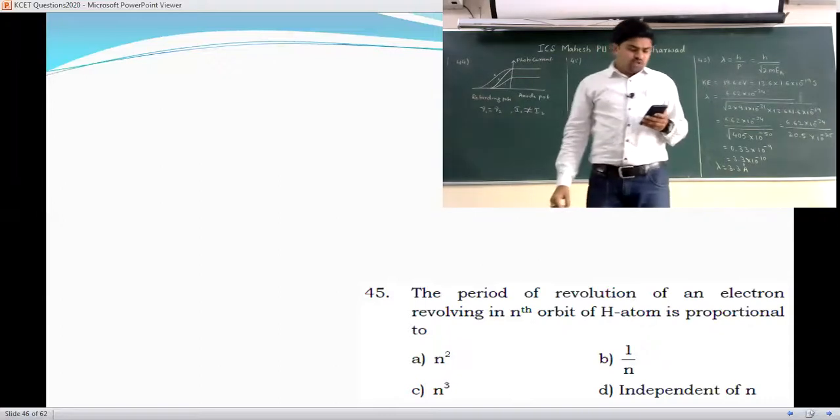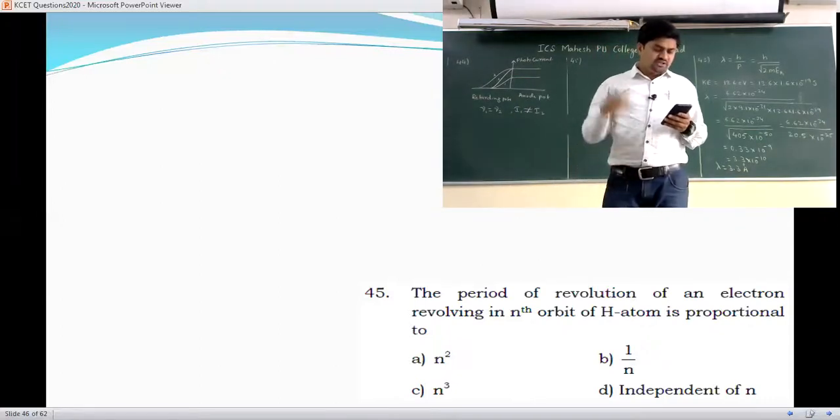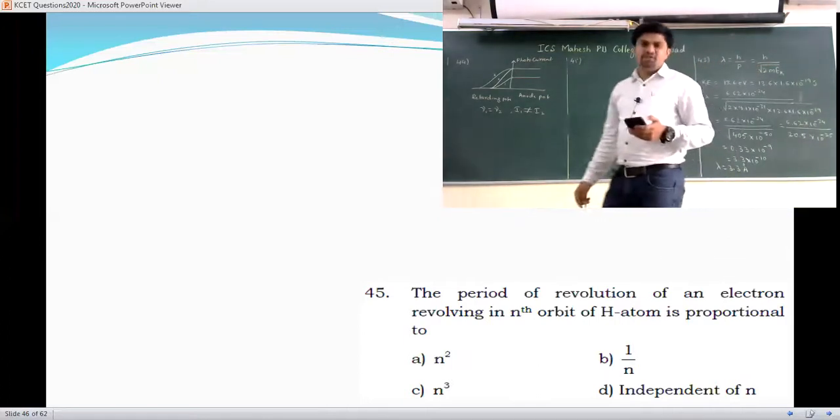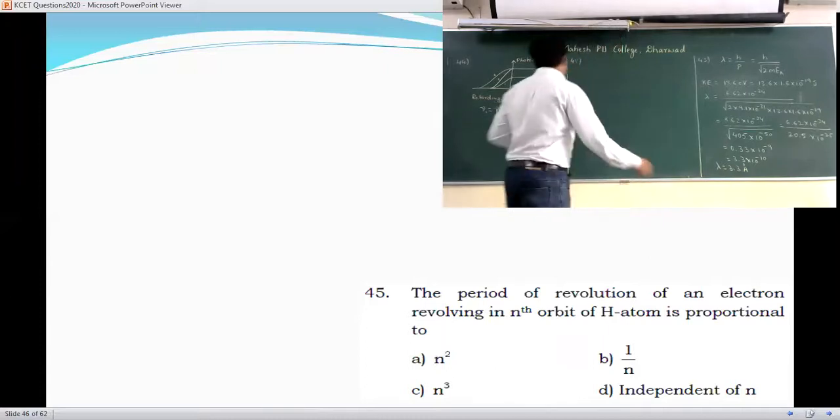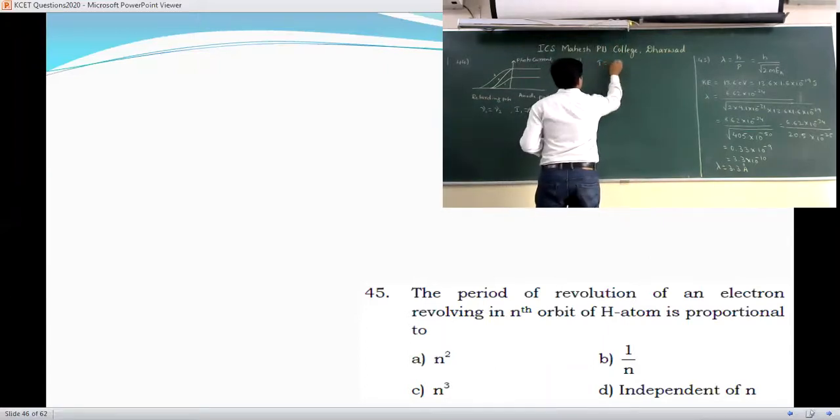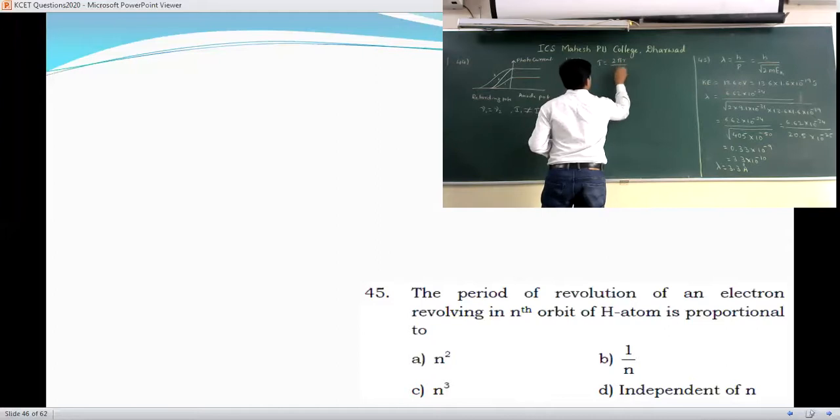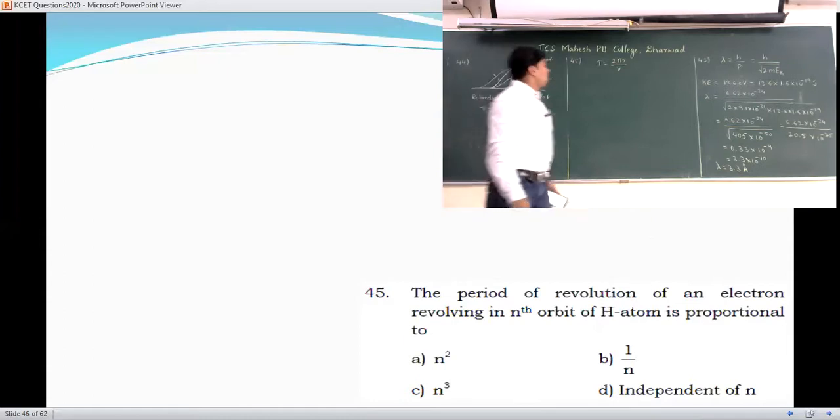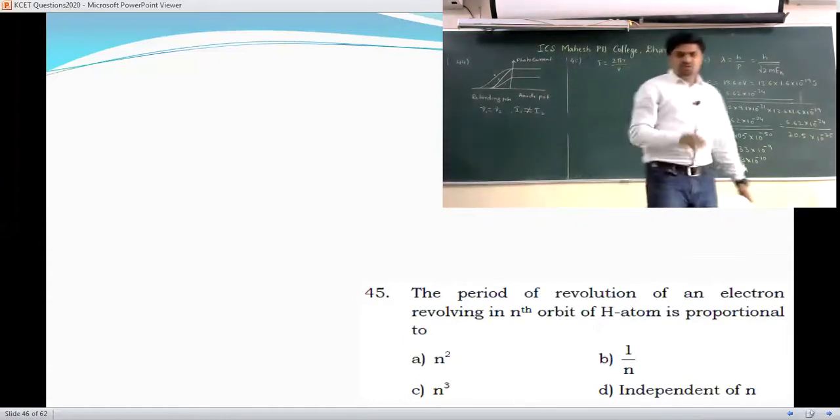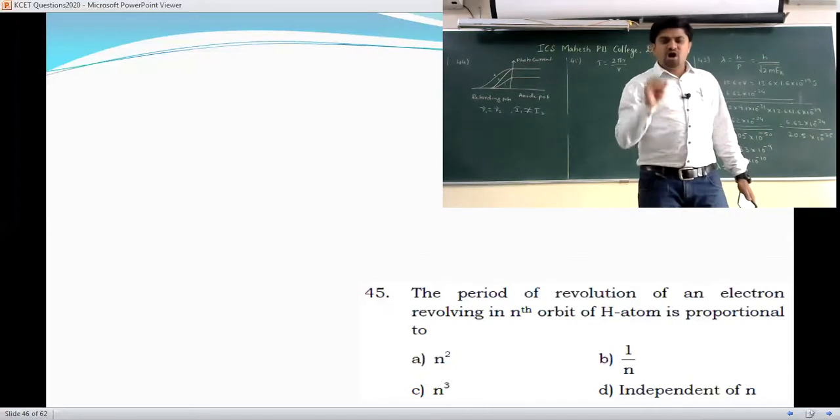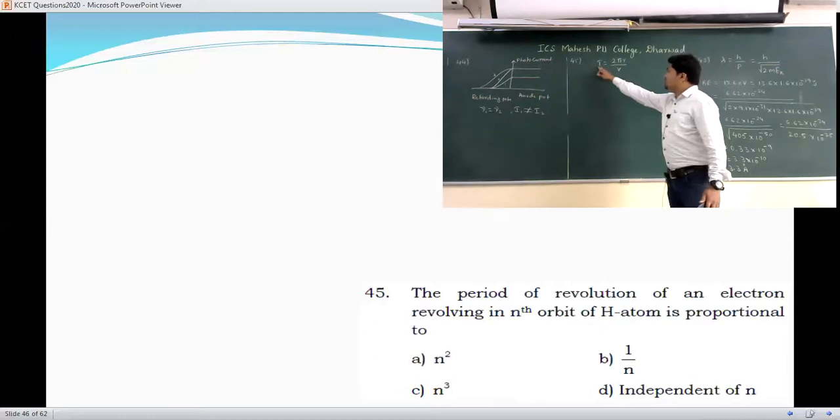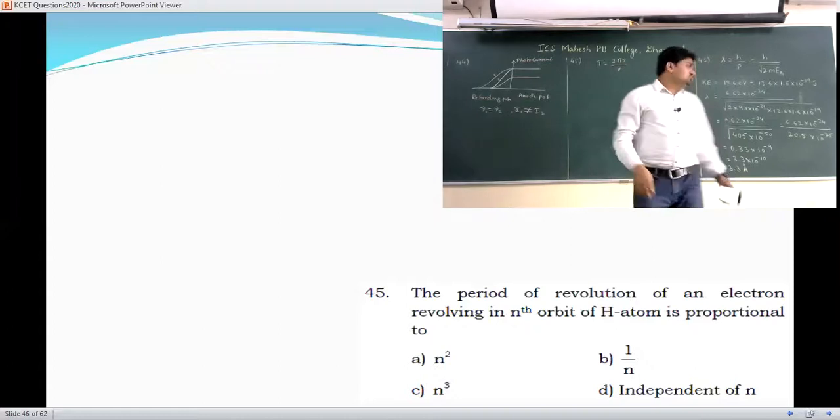The period of revolution of an electron revolving in nth orbit of hydrogen atom is proportional to... Okay. So here T you need to calculate. The value of T is 2 pi r upon V. Okay, this is the formula. When you observe the options given there, all are in terms of n. So to find out the relation between T and n, you need the formulas of r and v.